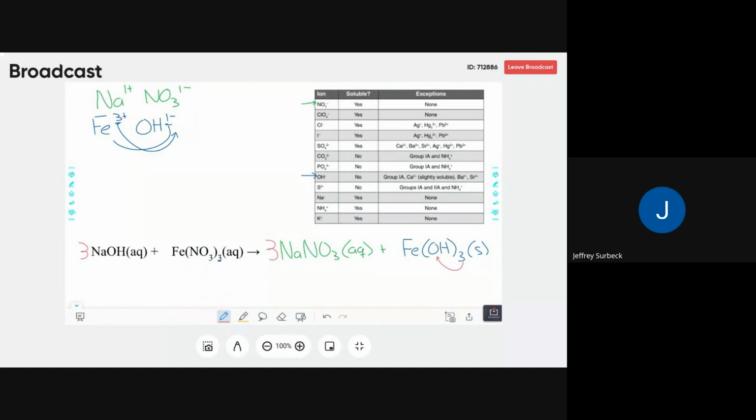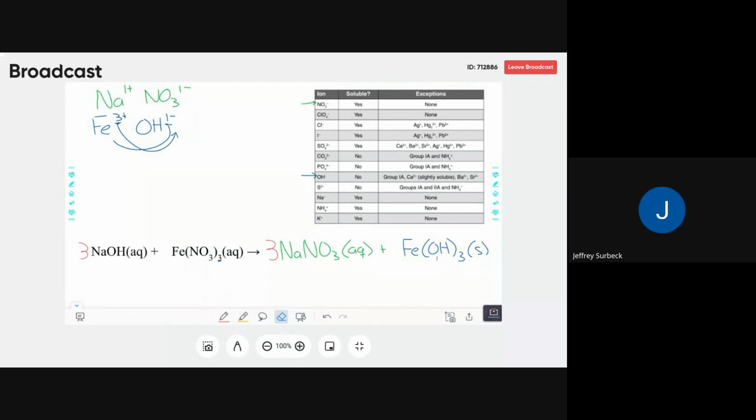H, how many, because of the 3 coefficient, do we have on our left? 3. Again, that 3, because it's outside of the parentheses, counts. So how many H's do we have on our right? We have 3. Okay. So by putting 3 in front of NaOH and 3 in front of NaNO3, it balances. All right. Questions? Does anybody still need this?